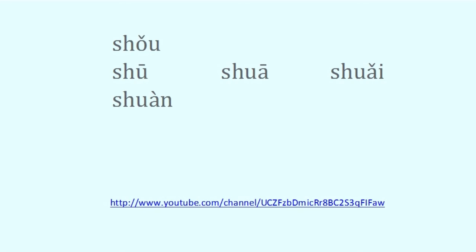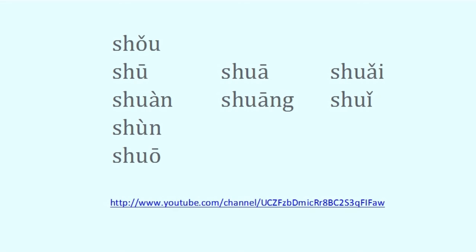SHOU is pronounced as so. SHU is pronounced as shu. SHUA is pronounced as shua. SHUAI is pronounced as shuai. SHUAN is pronounced as shuan. SHUANG is pronounced as shuang. SHUI is pronounced as shui. SHUN is pronounced as shun. SHUO is pronounced as shuo.